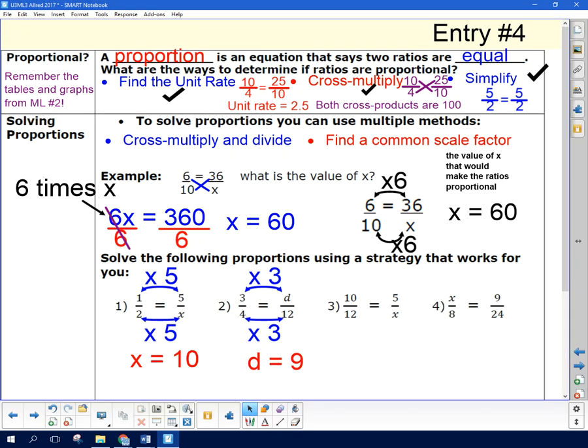Eventually, we'll work our way up to big word problems where we can solve them in some real life scenarios. But before we do that, we've got to do these basic things here.